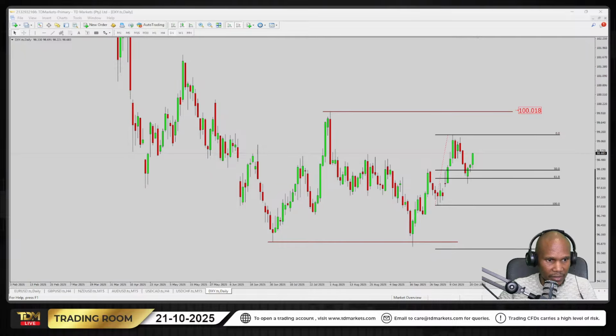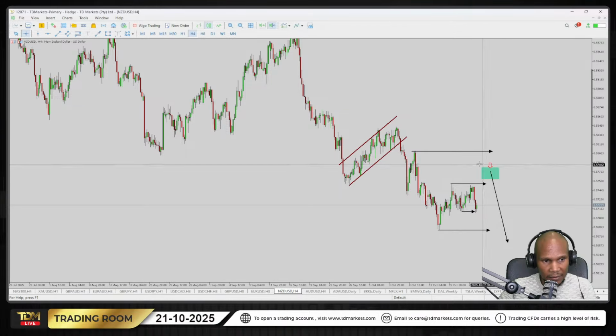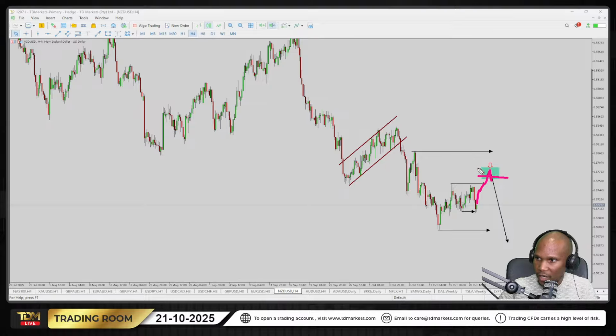So NZD USD, one more push down. I would want it to come back here, go up and go there, because from anywhere around this area, the potential to the downside is going to be proper. So I would love for NZD USD to go up first before we get this push down. But let's see what's going to happen. All right, so NZD USD, there you go, guys.